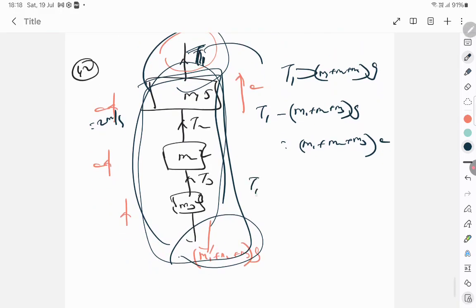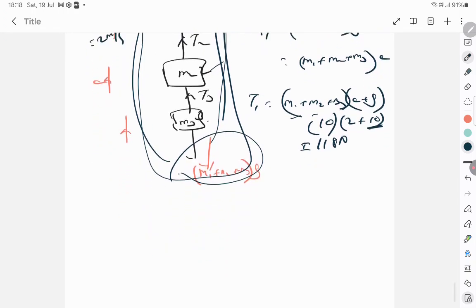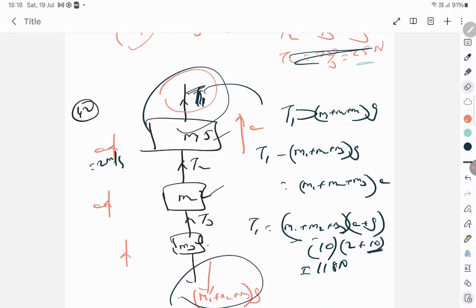You can find T1 to be M1 plus M2 plus M3 will be common, times A plus G, and you know the acceleration they've given to be 2, and G you can take as 10 or 9.8. You can add all the masses, which is 5 plus 2, 7, 10, and you can find the tension here. They've given it as 118 newtons. They have taken this as 9.8. You find 10. You find the T1. Once you find T1, then it's easy.